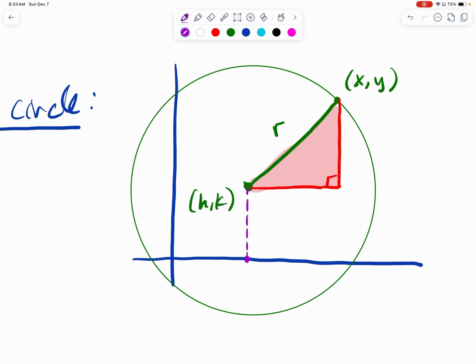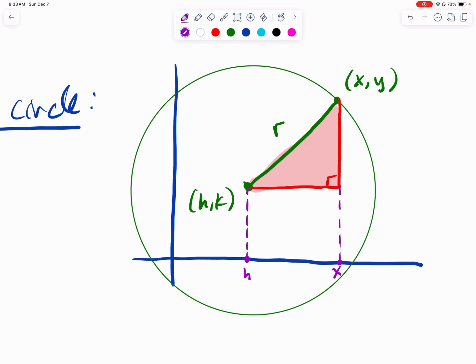And this coordinate right there would be h. It's the same thing as the x-coordinate of that point, right? I'd have to move to the right h in order to get right there. And then likewise, I would have to move x in order to get to this point. So if I project this one straight down to the x-axis, this point would be x.